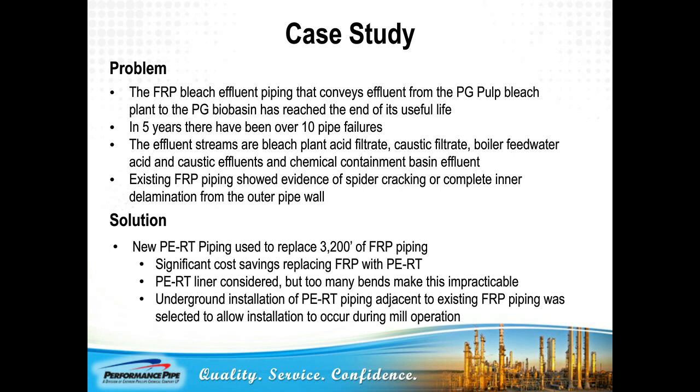Canfor chose to replace the FRP with the new PERT piping system because of significant cost savings. A PERT liner option was also considered, but too many bends made this less practicable. So they decided to bury the new PERT piping adjacent to the existing FRP piping, which would also allow the installation to occur without affecting mill operation.